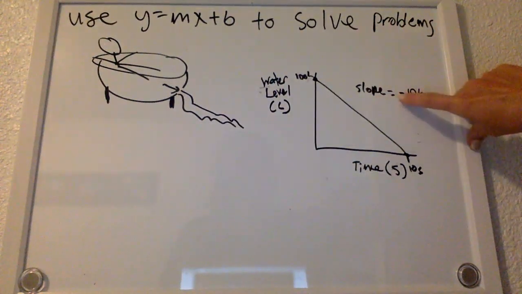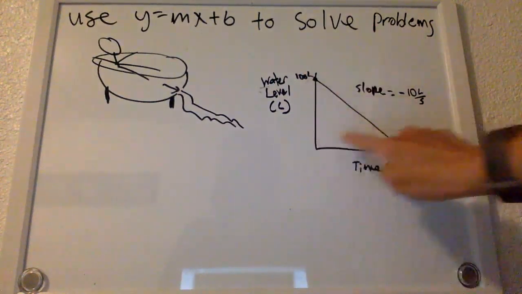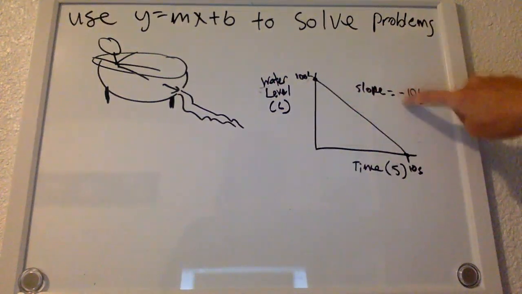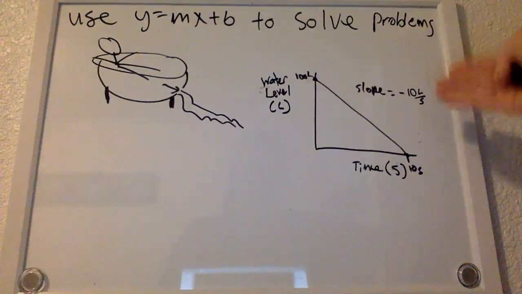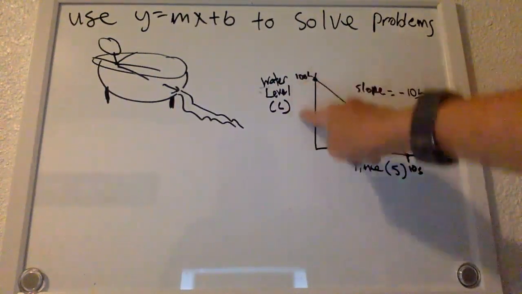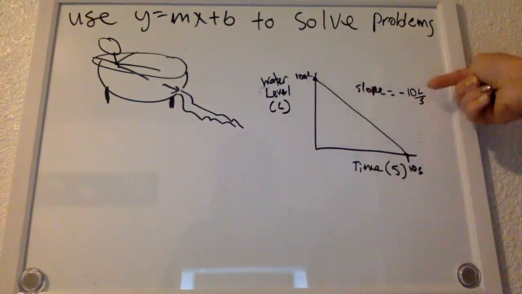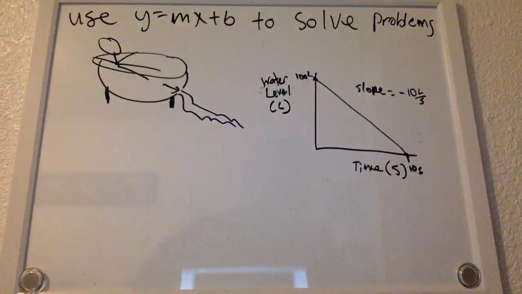So what that means is that your slope is, it goes down 100 in 10 seconds. So 100 divided by 10 is 10. So our slope is negative 10 liters per second. And so what that means is that's a relationship with how many liters drain per second. So that means every second, 10 liters drain out of this bathtub.